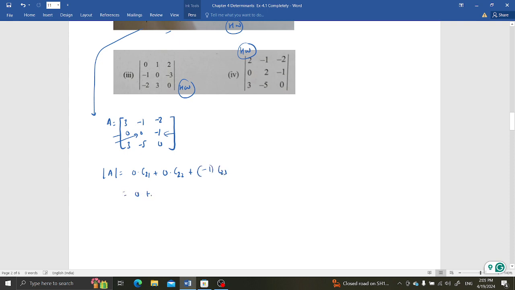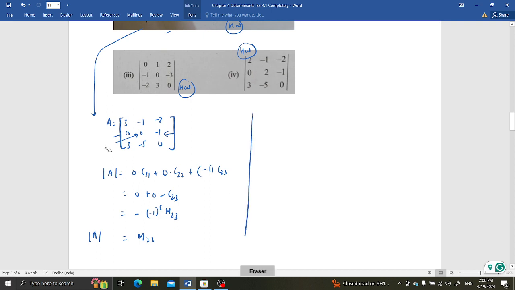Now this is 0, this is 0, and this is minus C23. And minus of minus 1 to the power 2 plus 3 is M23. Okay, and here what we get is M23 exactly. So the determinant of A is actually equal to M23, the minor of 2 3.